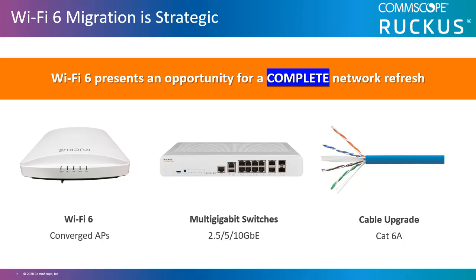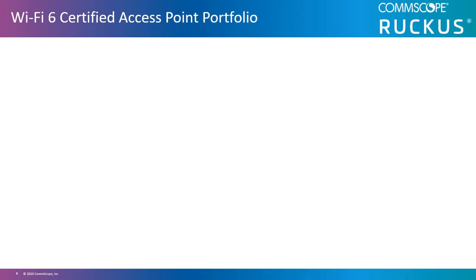As enterprises and venues upgrade to Wi-Fi 6, what else is needed? It's APs, switches, and cable upgrades. Wi-Fi 6 provides a unique opportunity for a complete network refresh. It may start with the Wi-Fi 6 AP, but you'll quickly find conversations that you'll be having about switches and the cable requirements. What is CommScope Ruckus doing about Wi-Fi 6?